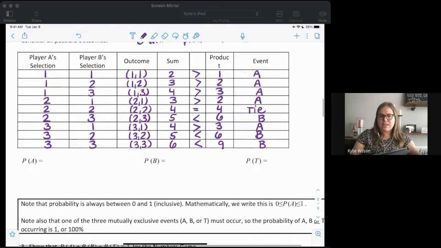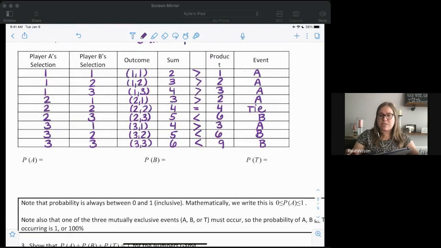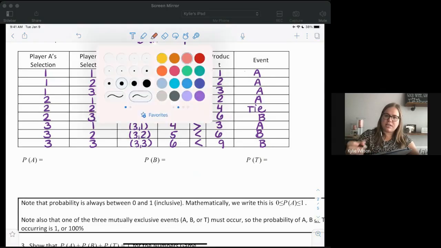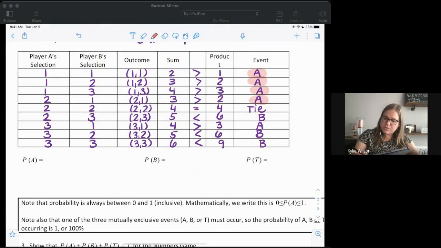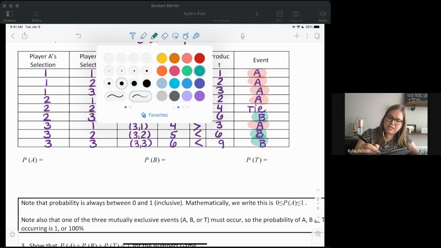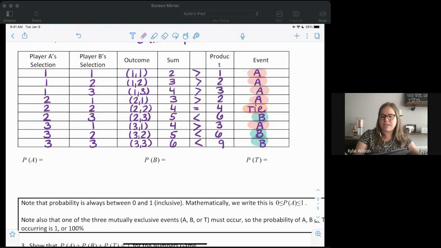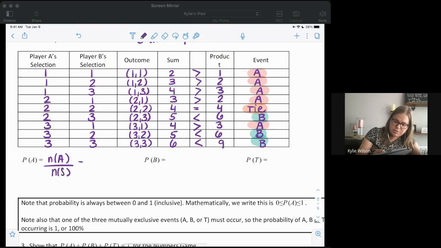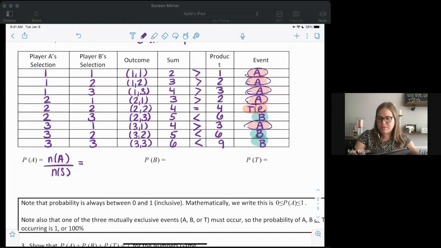So now we'll calculate our probabilities. How many outcomes are there? There are 1, 2, 3, 4, 5, 6, 7, 8, 9 possible outcomes here. So let's find our theoretical probability. My probability of event A is the number of ways A can happen divided by my total number of outcomes. How many ways can A happen? 1, 2, 3, 4, 5. So 5 different ways, all over our total number of outcomes, which is 9.